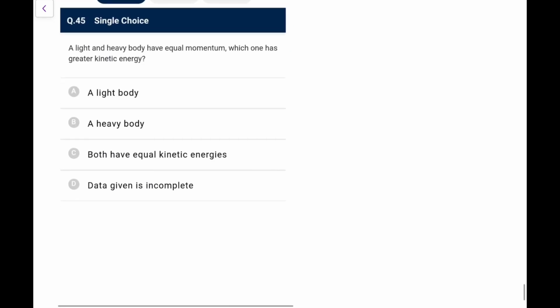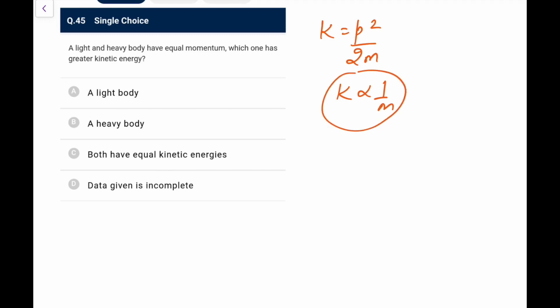Next, a light and a heavy body have equal momentum. Which one has greater kinetic energy? What do you know? Kinetic energy is p square by 2m. So for equal momentum, K is inversely proportional to m. So the lighter one will have more. So the lighter body will have the more kinetic energy.